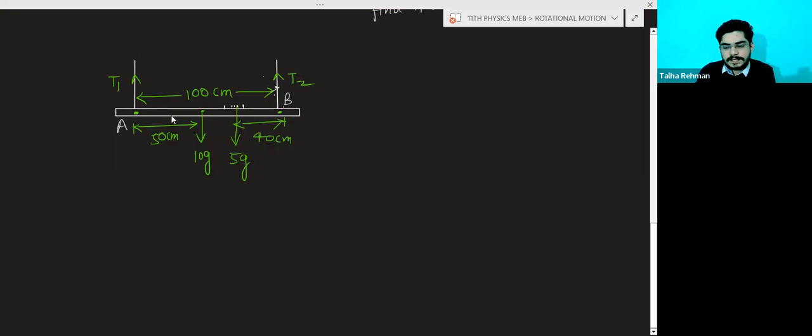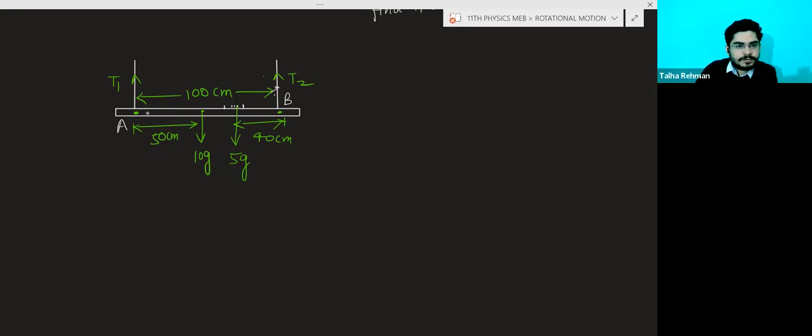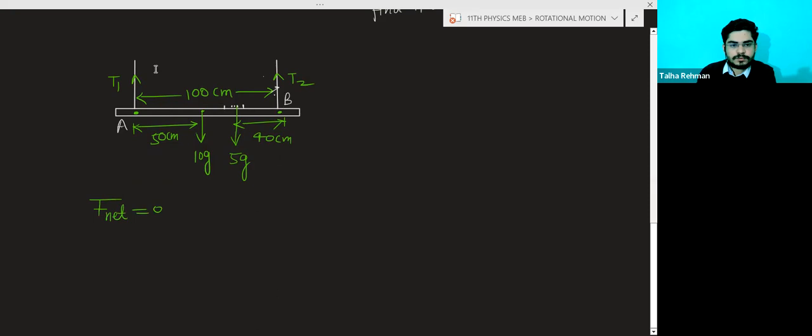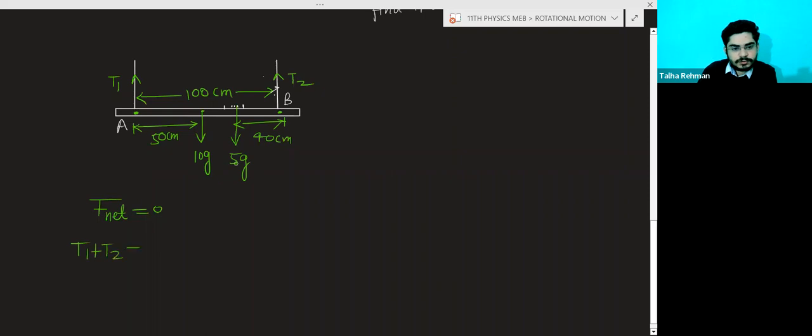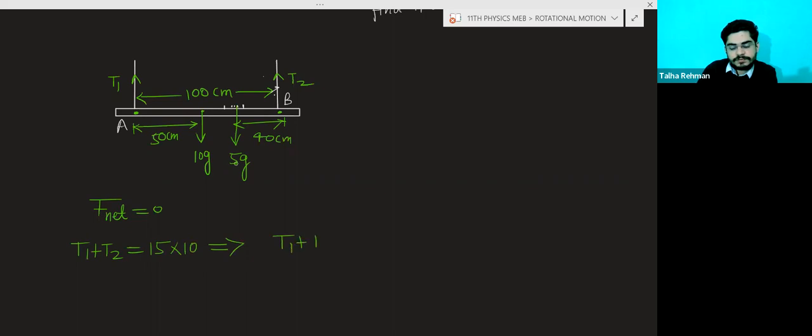This rod is in equilibrium. This whole system is in equilibrium. So if the whole system is in equilibrium, then the net force on the rod is equal to 0. That means T1 and T2 are in the upward direction, and these two forces are in the downward direction. So T1 plus T2 is equal to 10g plus 5g, 15g, and g is 10. So what will T1 plus T2 be? 150.